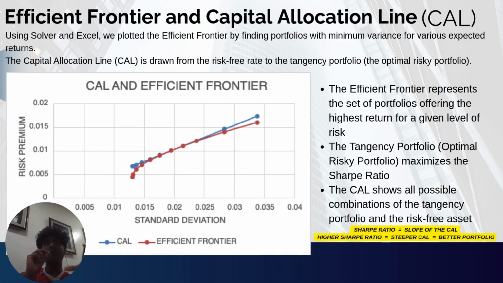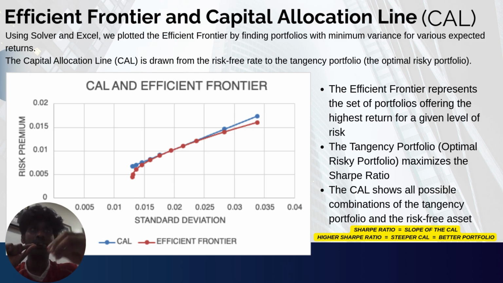All right, on this slide, we see a visual representation of two key concepts in modern portfolio theory, which are the efficient frontier and the capital allocation line, which we'll call the CAL. Initially, we used Excel Solver and constructed the efficient frontier by finding portfolios with a minimum variance for a range of expected returns. These are shown by the red points in the graph. The efficient frontier represents a set of portfolios that offer the highest possible return for a given level of risk, or alternatively, the lowest risk for a given level of return.